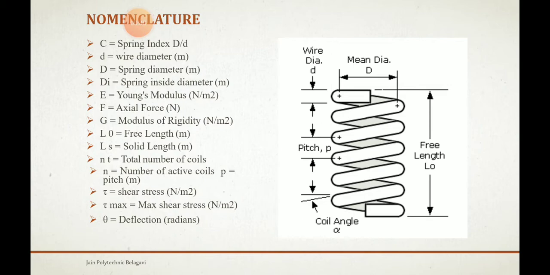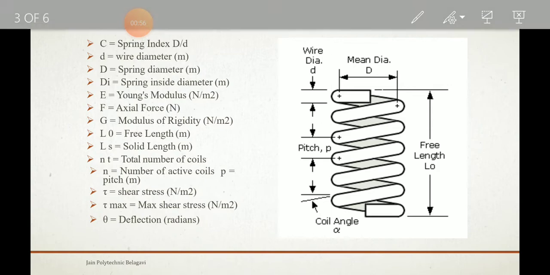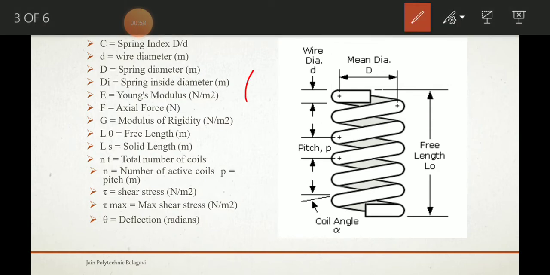It means if you take one spring, there are some terms related to the spring which will define some of the parameters of the spring. Okay, so we'll start with the first. C is nothing but the spring index. Spring index is defined as C equal to the diameter of the coil to the diameter of the wire. Okay, this is what the spring index means.